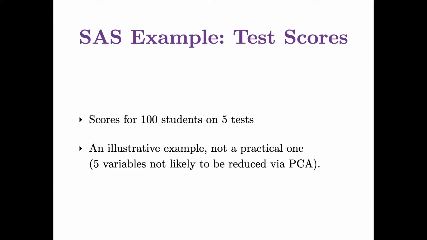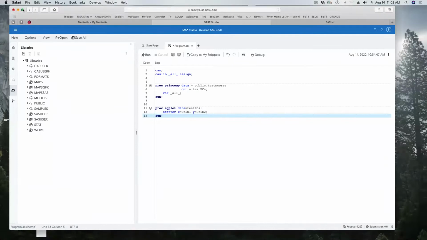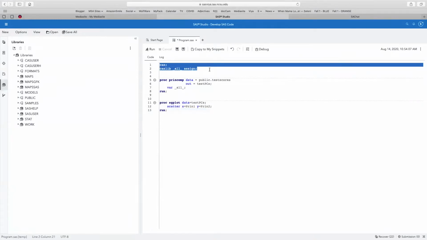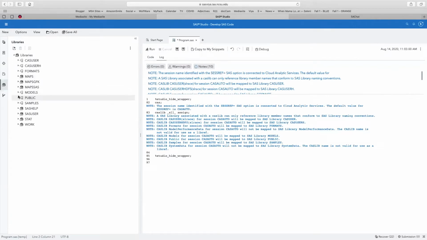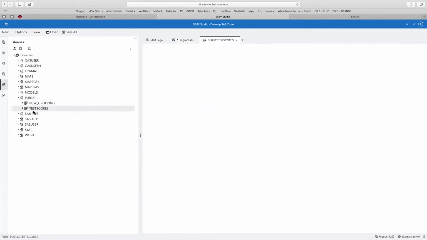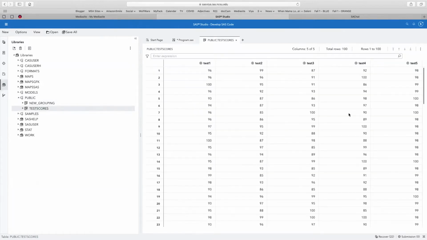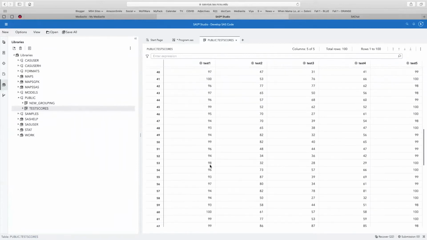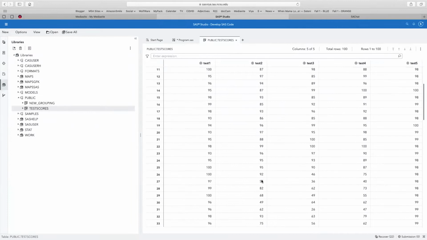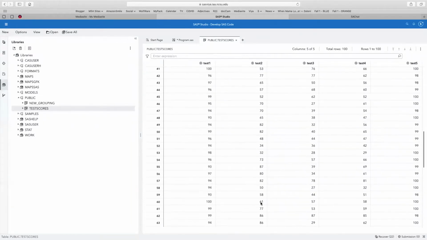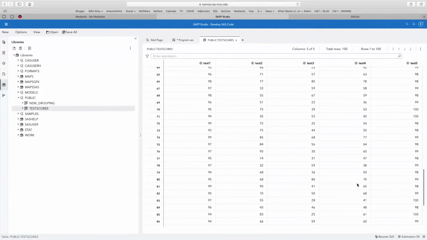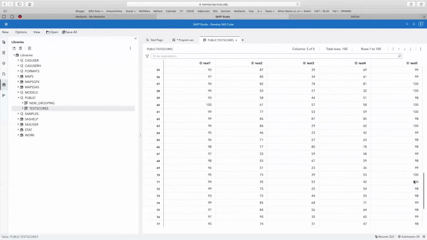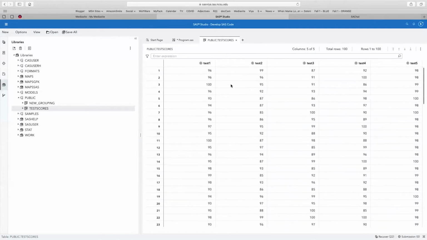Now I'm going to take you into VIA, and we're going to take a look at what that data looks like. So first of all, you'll have to define your CAS libraries. And then in the public data set, you should see this test scores data. You'll see test 1, looking down the column of these 100 students, it looks like everybody did very well. Test 2, on the other hand, well, there are some problems. Test 3, same thing, there are some issues. Test 4, also some pretty big issues. Test 5, looks like maybe that test, all you had to do was spell your name right, and you got a 98.